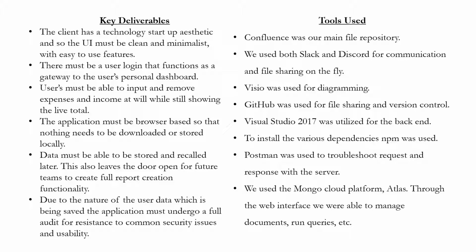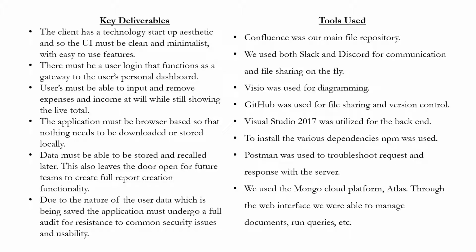We used a bunch of tools for this project. Confluence was our main project management tool, and that was our main file repository. We used it for being able to share and edit documents as a group and collaborate on them. We used both Slack and Discord for our communication tools. We were spending most of our time texting and sharing files on Slack, and Discord was used for our voice communication. Visio was used for our diagramming. GitHub was used for our program file sharing and for version control.